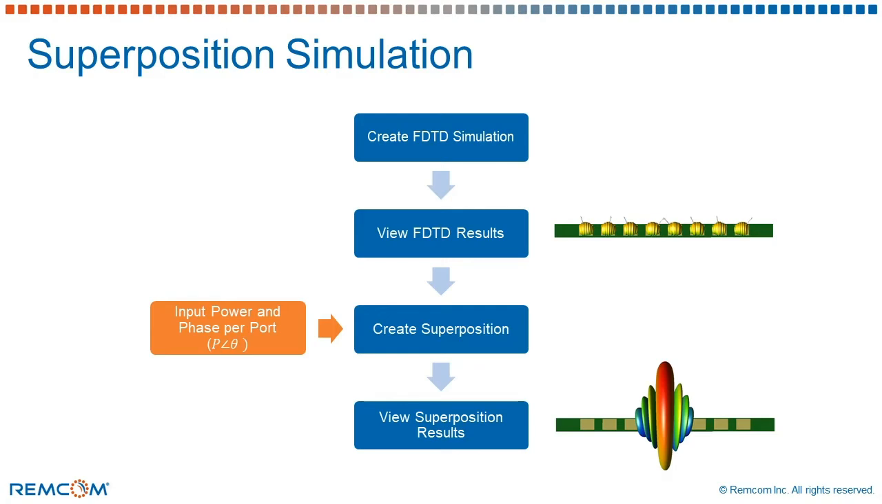The workflow of the superposition is pretty straightforward. Once this FDTD simulation is performed, we use the post-processing option, which provides users an option to input the power and the phase for each port to combine the near field and the far field data in real time.